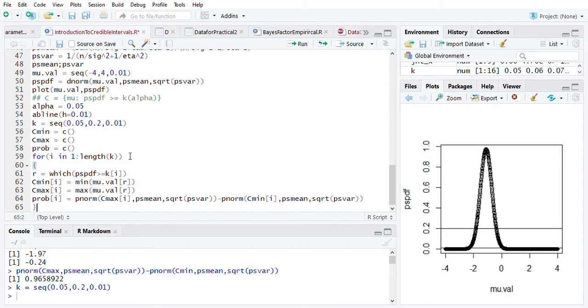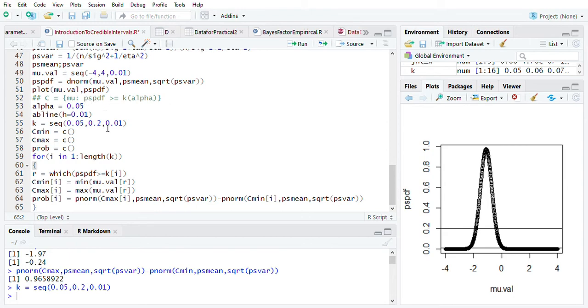we are going to compute the coverage probability. We are going to find this constant C mean, means we are going to construct the interval C. So what we are doing, let me explain it again. We are taking a set of values of K starting from 0.05 to 0.2, and I am increasing it by 0.01, means 0.05, 0.06, 0.07 and so on up to 0.2. Okay, so for every value of K, now I'll find this set C. So how do we find this set C?